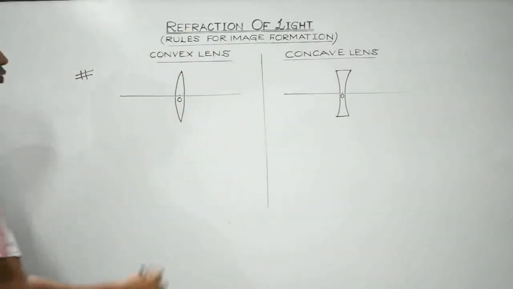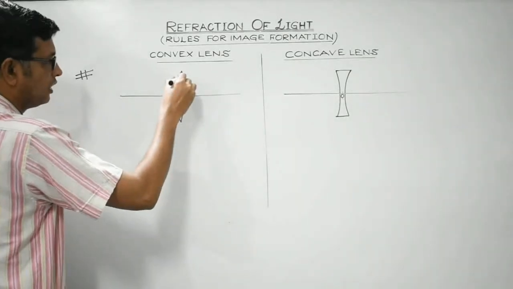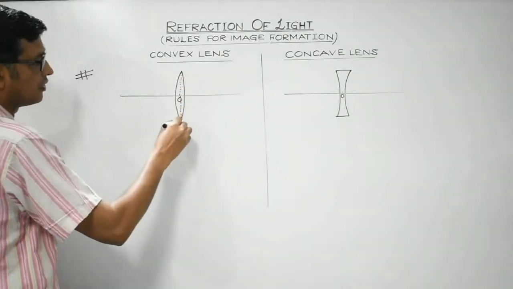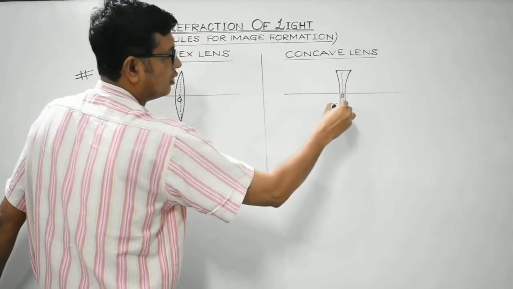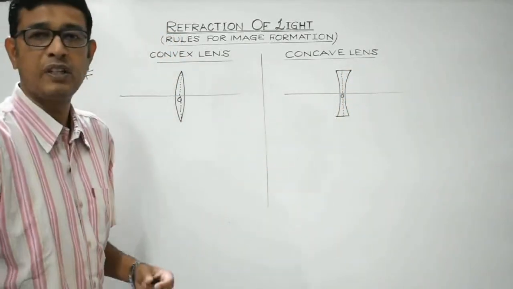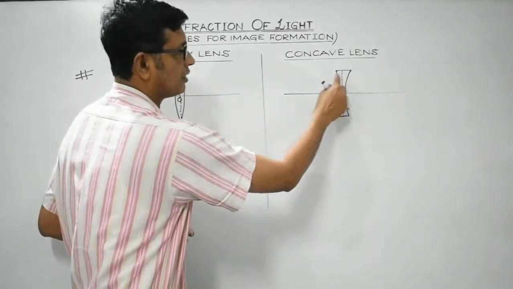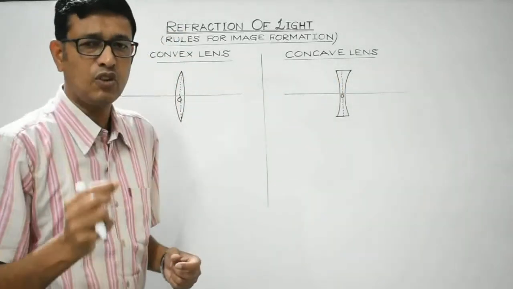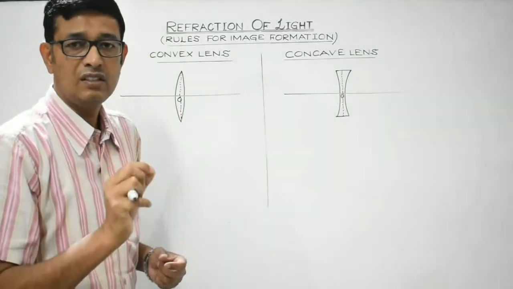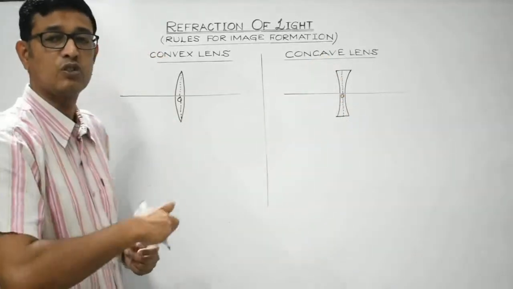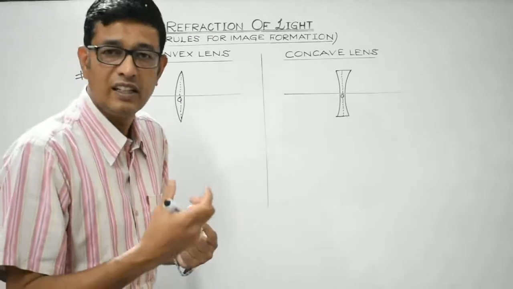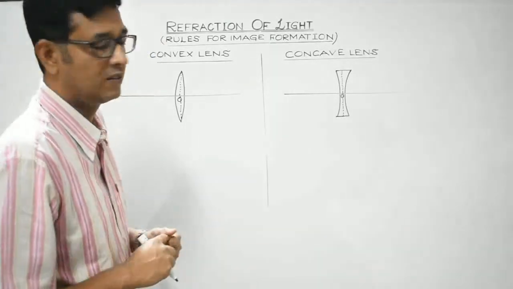Now look, first rule. I have told you, you need to show the bending of light from this reference line. The lenses are considered to be very, very thin. So as a result, instead of representing refraction at both the surfaces, what we do is, just for convenience, we consider the bending of light from this reference line. Isn't it? It's because of the fact that we are considering the lenses to be very, very thin.